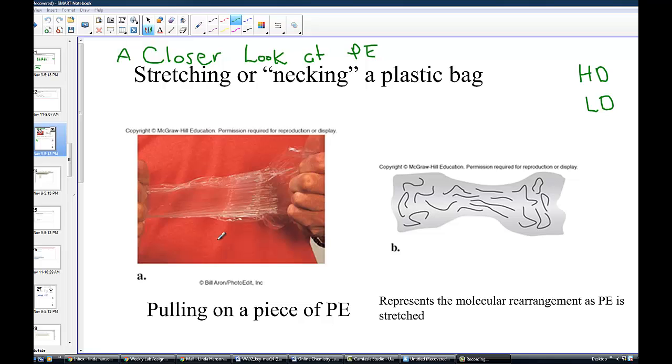Let's take a closer look at polyethylene. Polyethylene is found in many packaging materials. It includes things such as plastic milk jugs, detergent containers, and plastic baggies, and yet, as we have seen from the previous section, all polyethylene is made from the same monomer called ethylene. So how can this polyethylene have so many different properties?